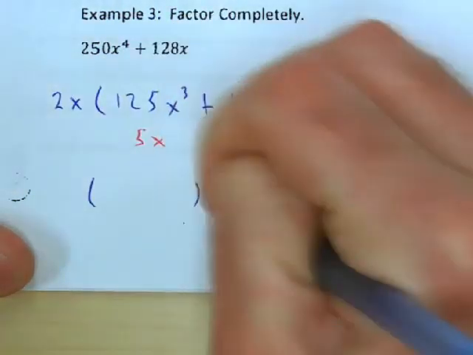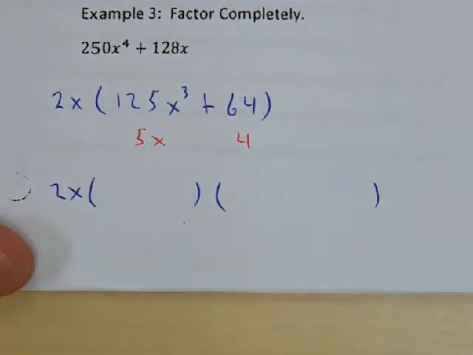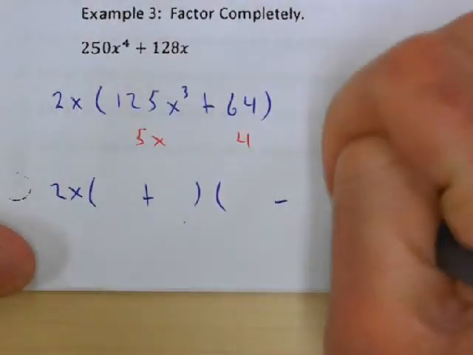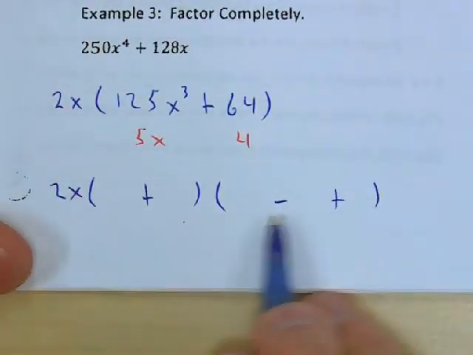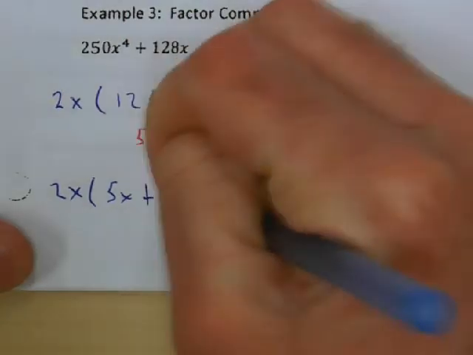It's going to be a binomial times a trinomial. And don't forget, we already took out that 2x, so that has to stay on the outside. Okay? Using SOAP, our signs are going to be plus, minus, plus. Okay, so same, opposite, always positive. And then we got to drop these things in here. So we got 5x plus 4.